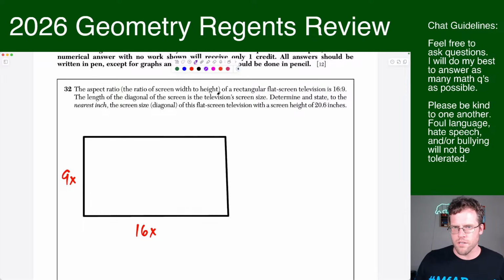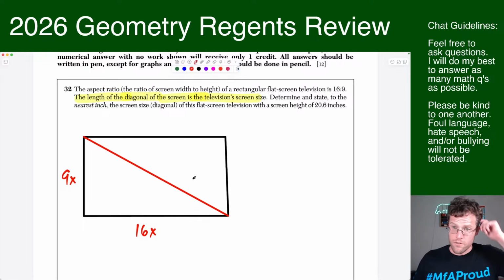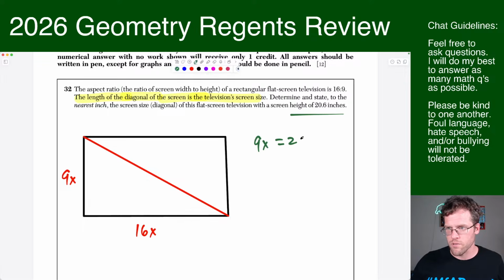But they told us the length of the diagonal is, all right, so this is big. And that is true. When they tell you your TV is 65 inches, that's the diagonal length. So you learned something if you didn't know that. The size of the TV is the diagonal length. That's what we're solving for. But they told us, here's important stuff: the height is 20.6 inches. So the height is this, so 9x I could make equal to 20.6. Anytime you get a ratio, it's a good idea to multiply each part by x and then label your diagram with that.